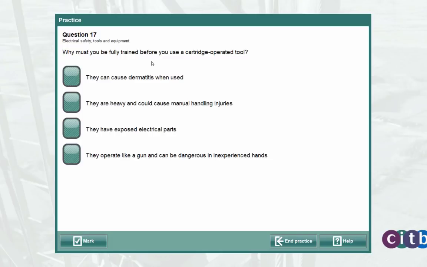Why must you be fully trained before you use a cartridge-operated tool? They can cause dermatitis when used. They are heavy and could cause manual handling injuries. They have exposed electrical parts. They operate like a gun and can be dangerous in inexperienced hands.